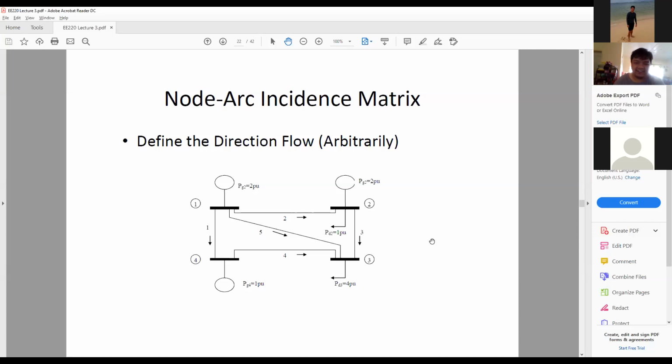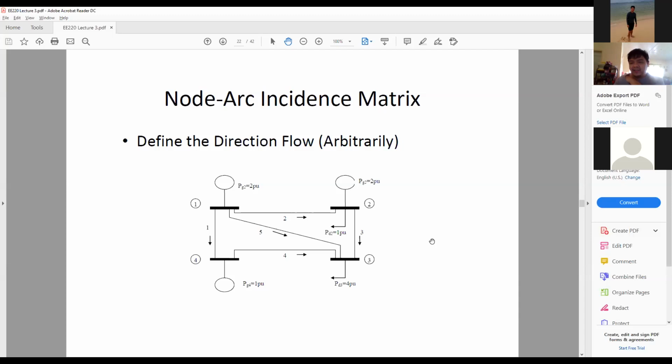Continuing on. Paano ba natin ma-determine yung node arc incident matrix A? Doon sa node arc incident matrix, kung ilan yung number of branches mo, yun yung number of rows mo. Kung ilan yung number of buses mo, yun naman yung columns mo. So ang ating number of branches 5, whereas yung number of buses natin 4. So we will form a 5x4 matrix.